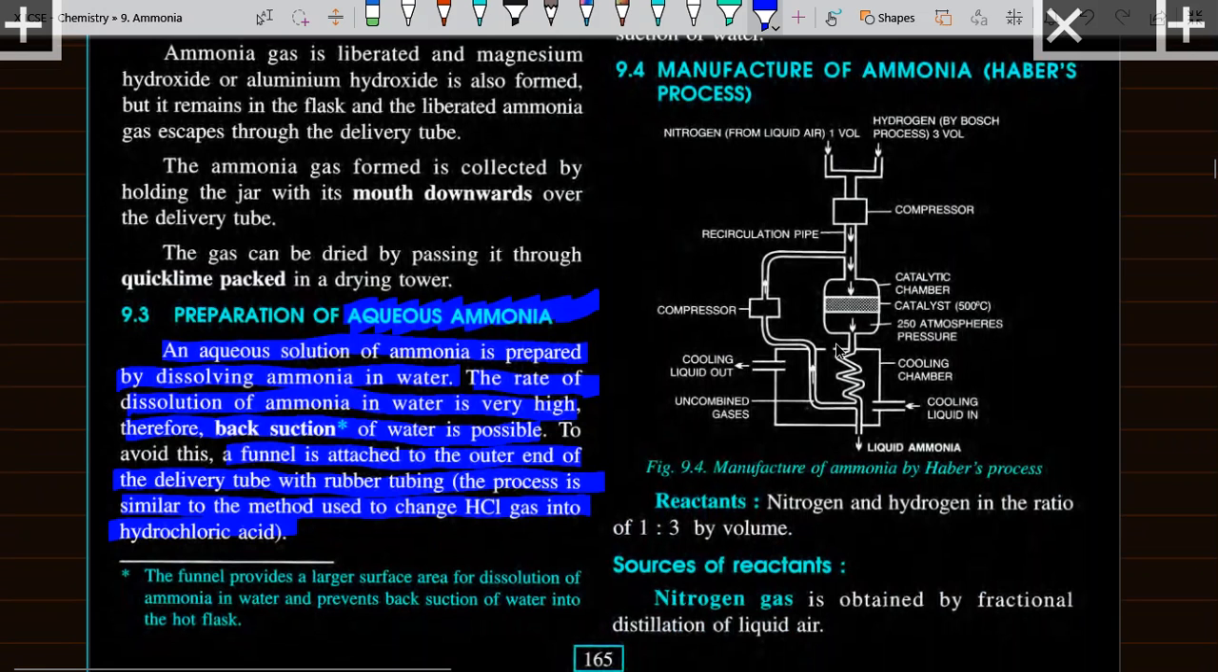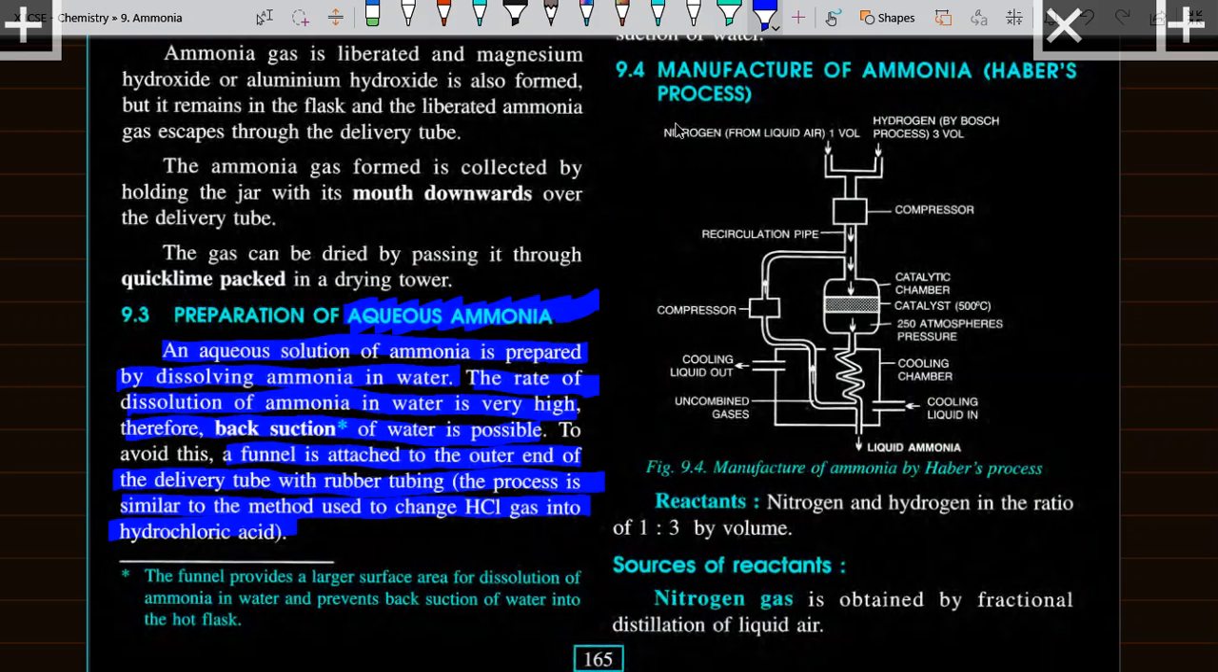Manufacture of ammonia, Haber's process. This is very important. This is the industrial process of manufacture of ammonia, Haber's process. So this is, you can say, the flow chart of Haber's process. In this process, you can understand everything from this flow chart. I will explain first and then I will read.